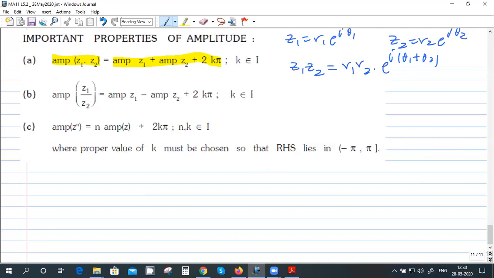It's like multiplying x y squared into x y cubed. So x and x get multiplied, and then the exponents of y get added up. So this is r1 r2 into e raised to the power i (theta 1 plus theta 2). So the amplitude of z1 z2 is theta 1 plus theta 2.